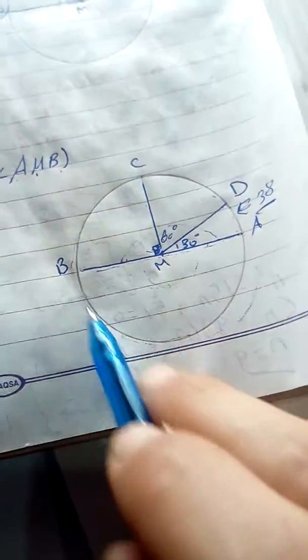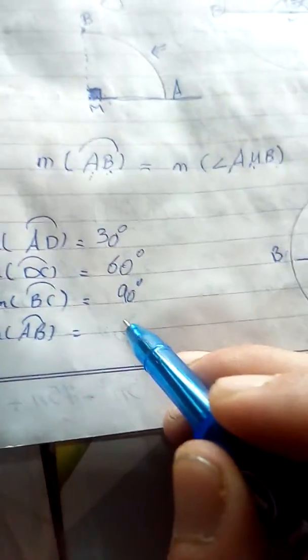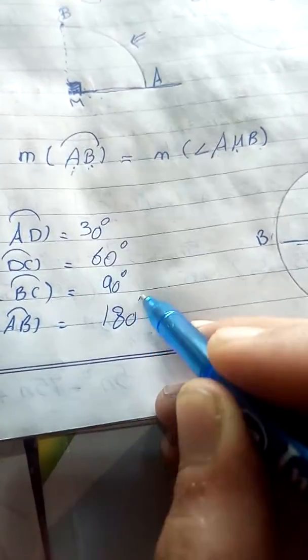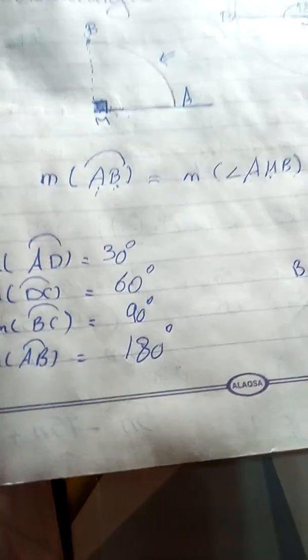The measure of arc AB، this is arc AB اللي هو يعتبر هنا the semicircle، بيكون الميجر بتاعه 180 degrees. ماشي، اوكي.